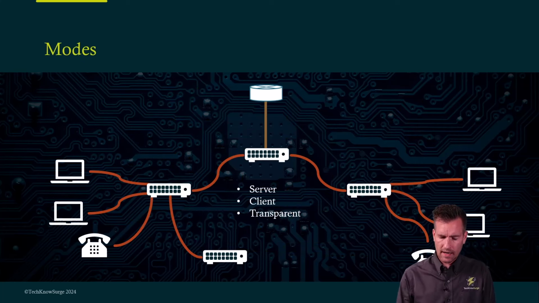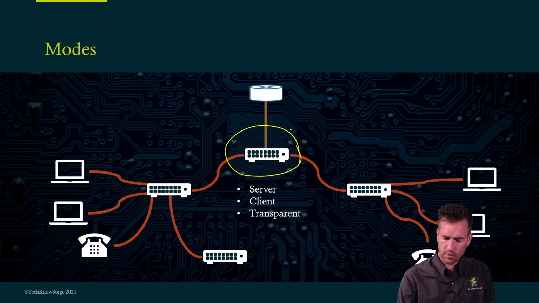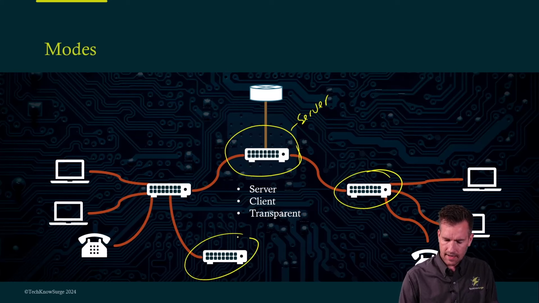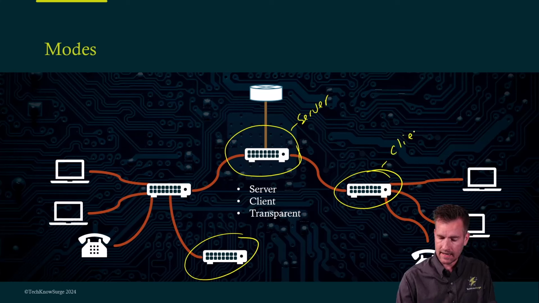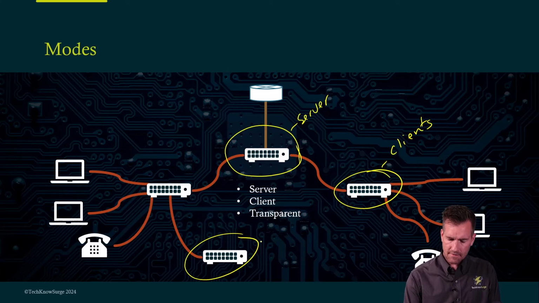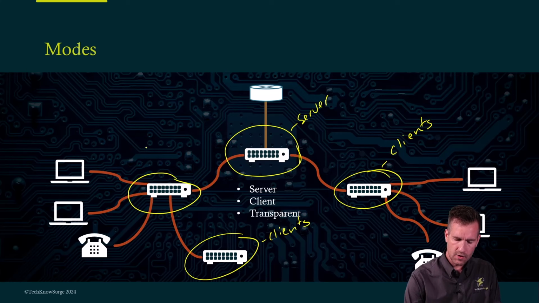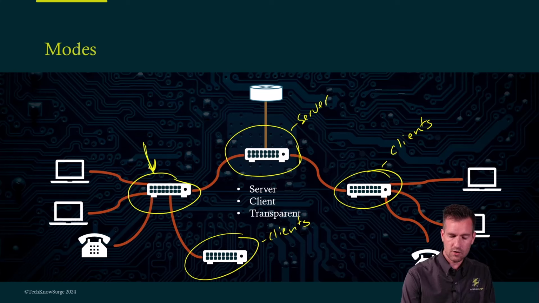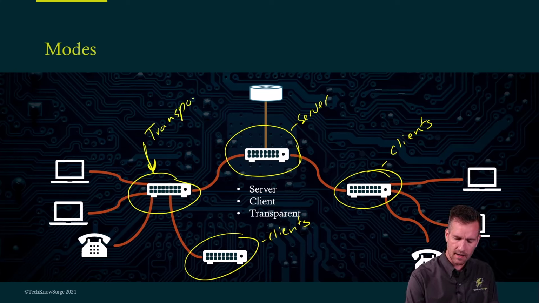So on this network right here, this main core switch would probably be the server. And then these other switches on here would probably be clients. However, for the purpose of this, let's just say that we want to make this one right here transparent. Maybe there's something special about this one where we need to do a little different configuration on it. So we're going to make this transparent.